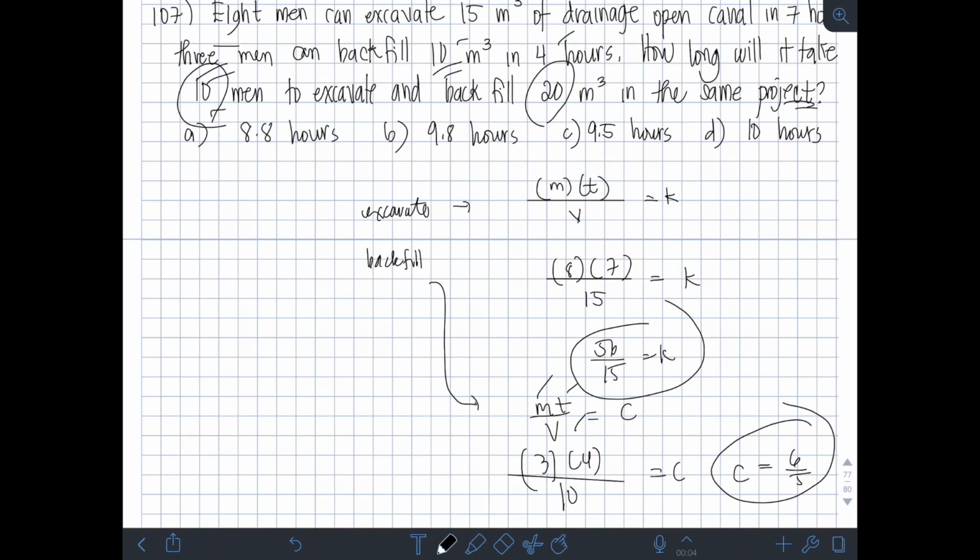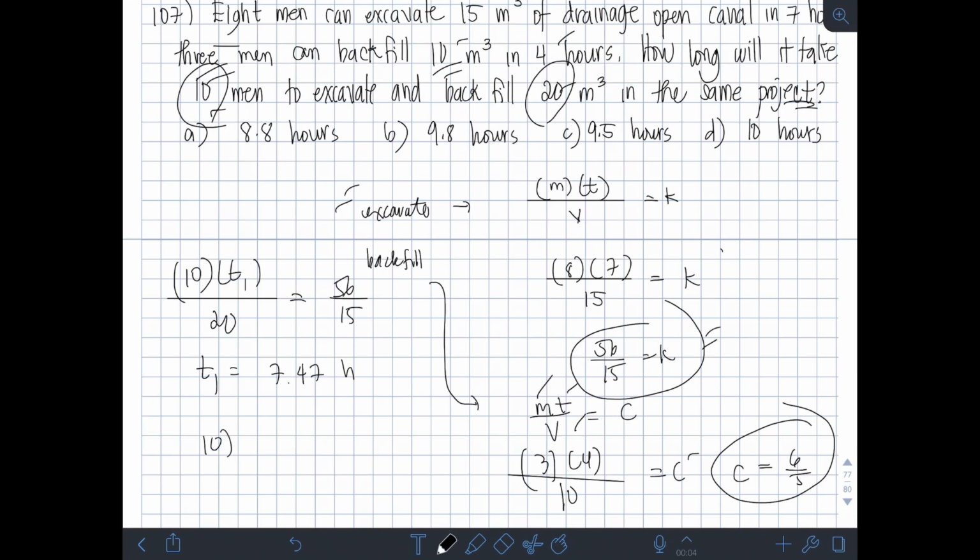So, dito muna tayo sa excavate. So, meron tayong 10 men times yung time, let's say time 1 unknown over 20. Equate natin sa constant of proportionality na 56 over 15. So, solving for time 1 or yung time to excavate, ilan yan? 7.47 hours.